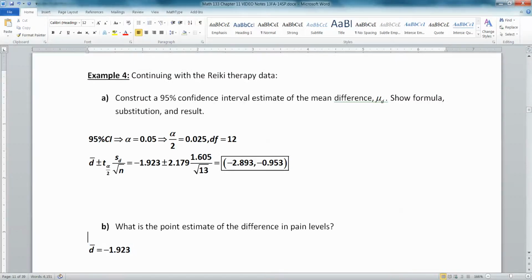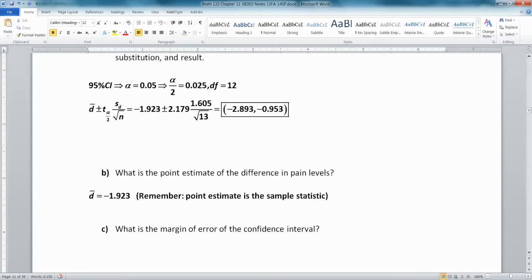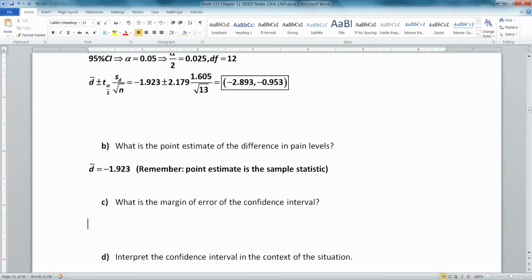There we go. So it's the center, remember, the point estimate is, well, it's not really the center all the time. It's the center for these ones because these are symmetric. So it's the sample statistic used to build the interval, which in this case was d bar. Okay. Now what's the margin of error?